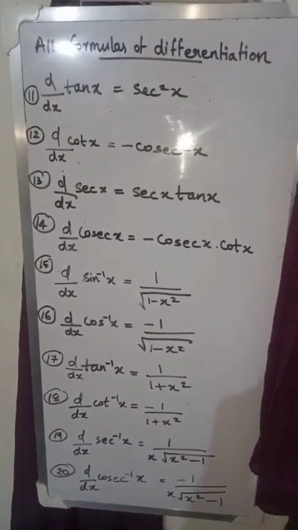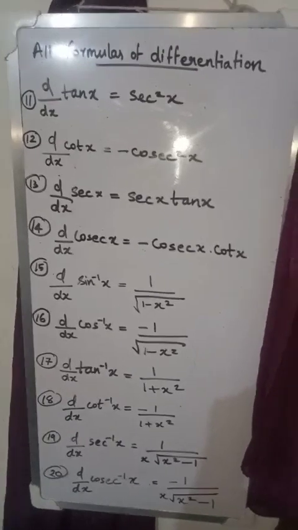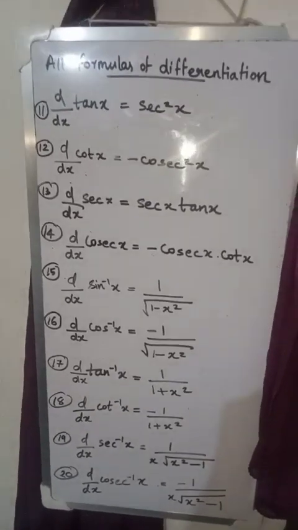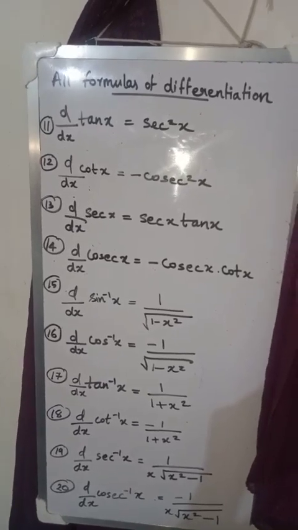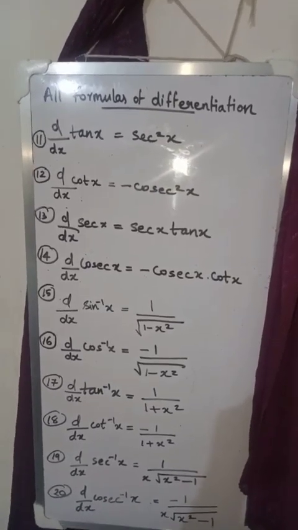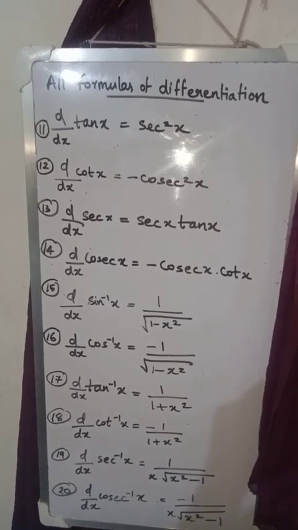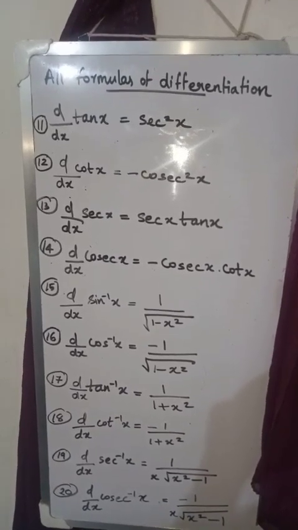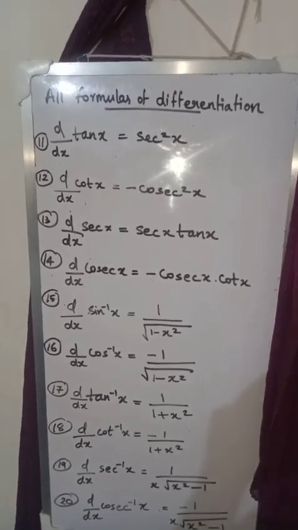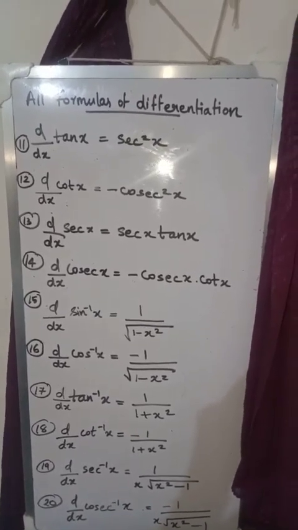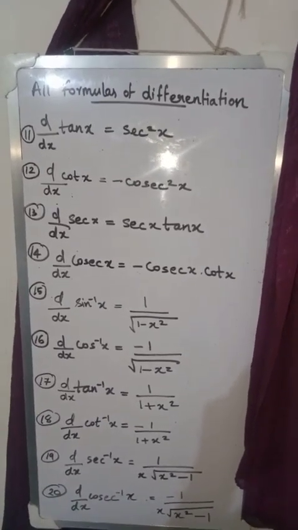D by dx of sin inverse x is equal to 1 by root of 1 minus x square. D by dx of cos inverse x is equal to minus 1 by root of 1 minus x square. D by dx of tan inverse x is equal to 1 by 1 plus x square. D by dx of cot inverse x is equal to minus 1 by 1 plus x square.